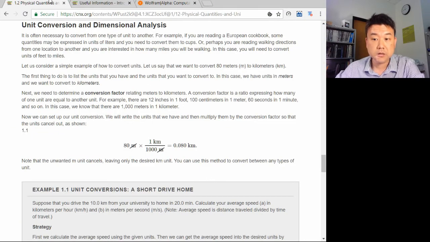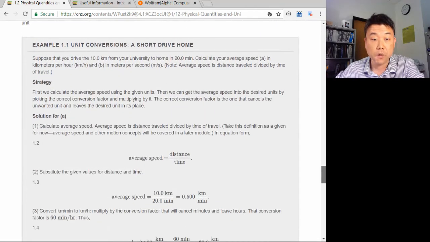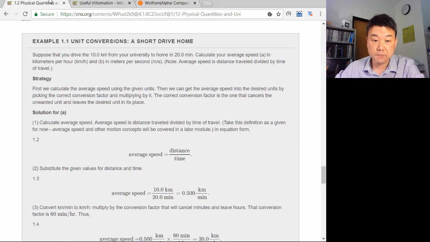All right, let's move on to the second case. We want you to finish example 1.1. So example 1.1 has, suppose you drive 10 kilometers in 20 minutes, what is the speed in kilometers per hour and meters per second? What I noticed was missing was there's no miles per hour. That's the speed a lot of us are familiar with, so we should really have that.